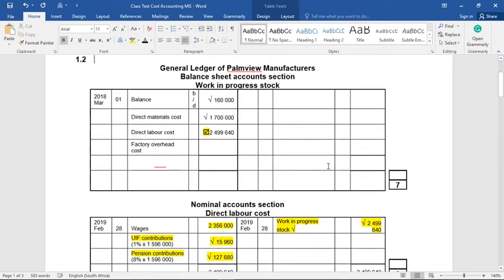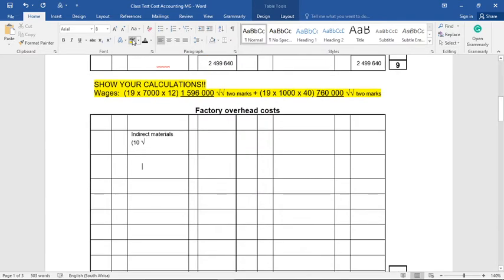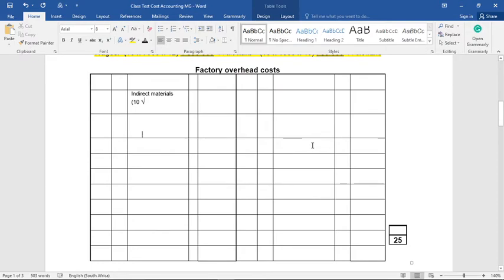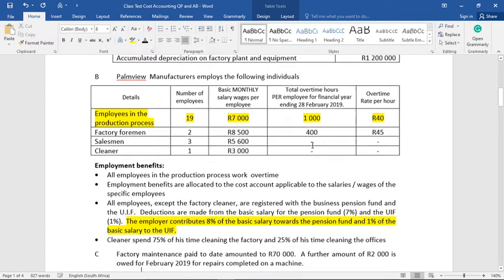Okay, then we move back to work in progress, and we've pretty much worked out most things now. All these have been worked out, except for this missing factory overhead cost amount. So to work it out, we're going to go to factory overheads, and we're going to fill in this ledger account. Remember, this relates to all the behind-the-scenes factory expenses. So back to the information.